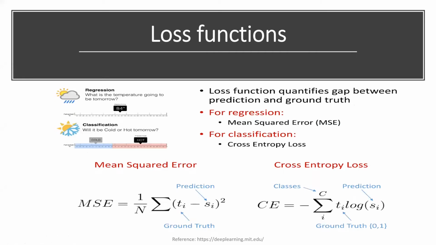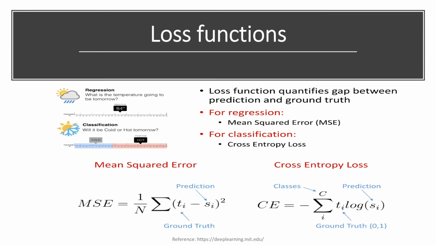Then we also have the loss function. What's the use of the loss function? Remember I told you that with deep learning, if we have predicted values, we're always going to have the ground truth labels. For us to know how well our model is performing, how bad is it performing, what is the deviation, we use a loss function. The loss function helps us quantify the gap between the prediction and the ground truth.